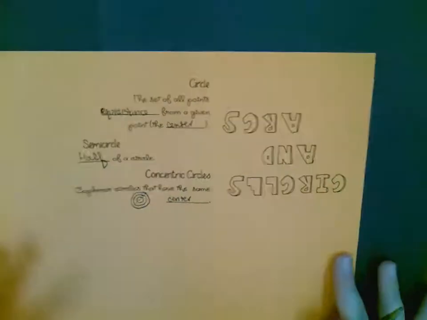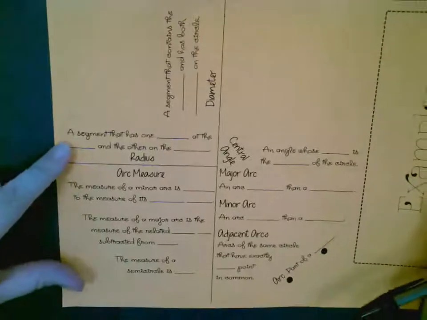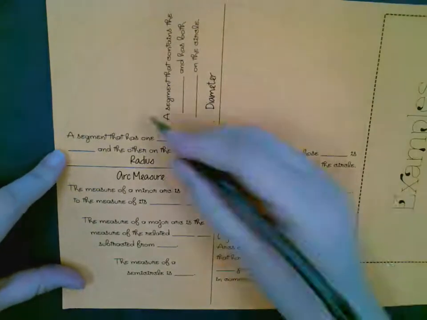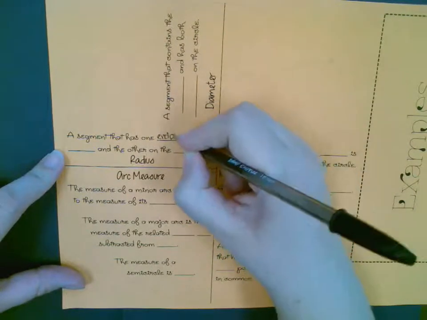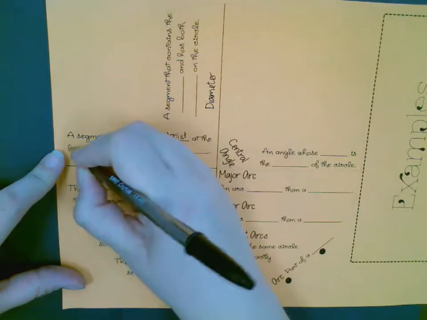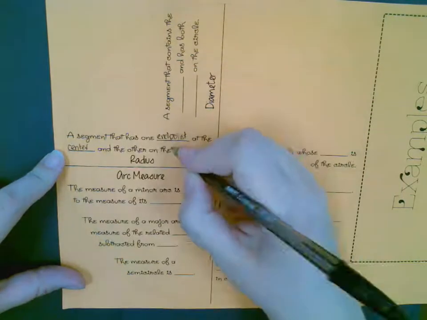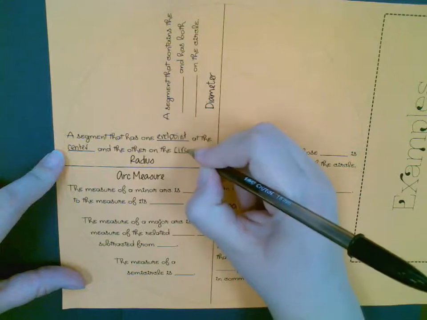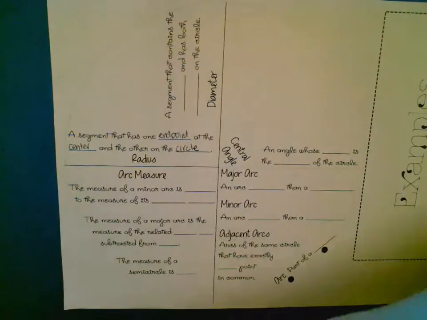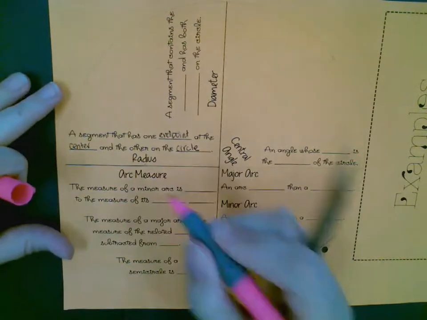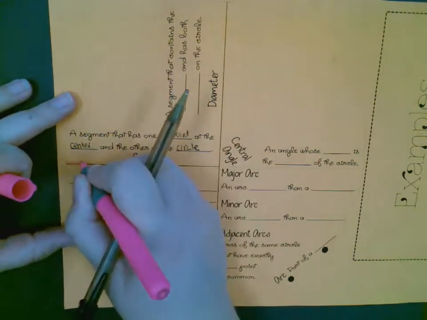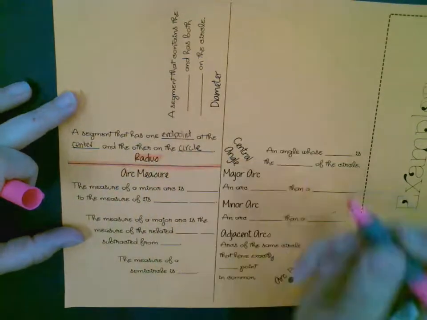Okay, awesome. Let's look at some of the vocab on the inside. So we'll start with radius over here. A radius is a segment that has one endpoint at the center and the other on the circle. So we're going to do some highlighting and highlight each of these pieces. You're going to need a couple different colors. If you don't have any highlighters with you, you can do that part in class. So our radius would be just to the center.